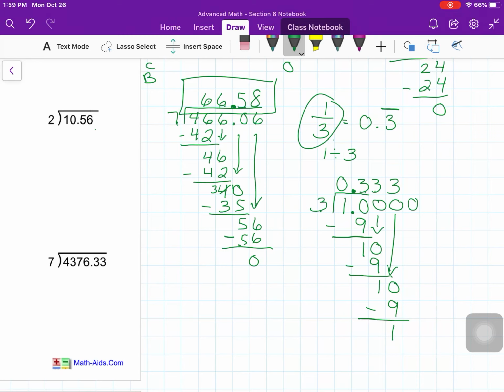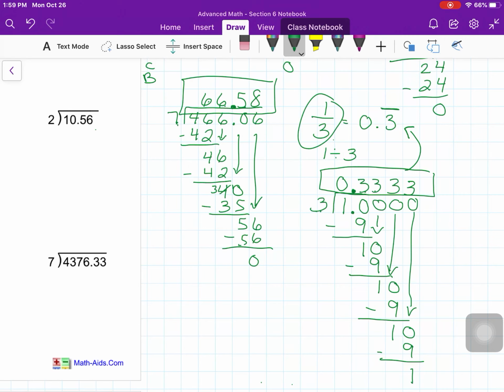I'm starting to see a pattern here. Bring down another 0. 3 goes into 10 3 times. And 3 times 3 is 9. And then we subtract, and we get 1. We could keep doing this all day long. What we have encountered is a repeating decimal. 0.333333. And so we rewrite it, because we can't write 3's all day long. We rewrite it like this. So it's 0 and 3 repeating. That's the repeating symbol above the 3. We call this a repeating decimal.